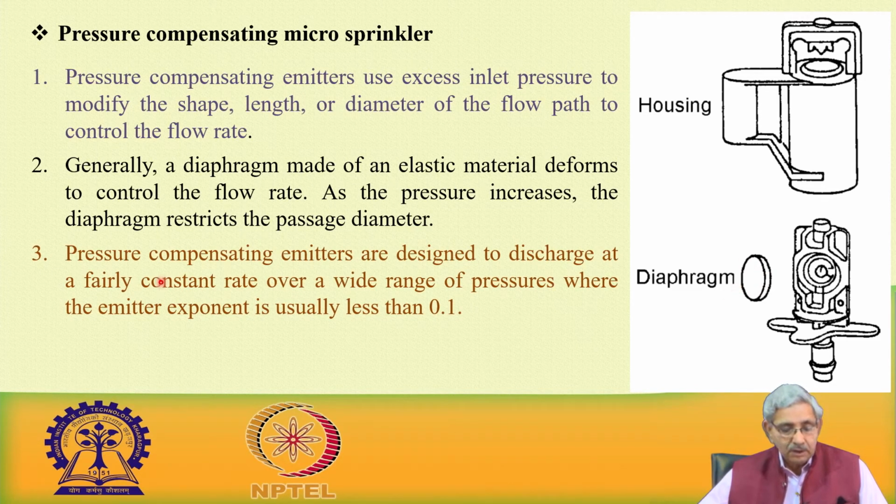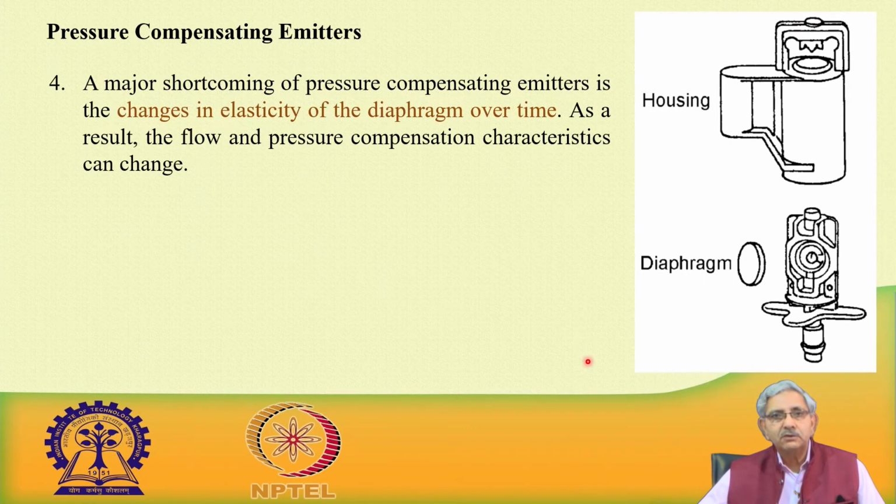Pressure compensating emitters are designed to discharge a fairly constant discharge over a wide range of pressure, where the emitter exponent is usually 0.1. Theoretically it should be 0, but 0.1 to 0.3 is the range normally given for pressure compensating micro sprinklers as well as pressure compensating drip emitters.